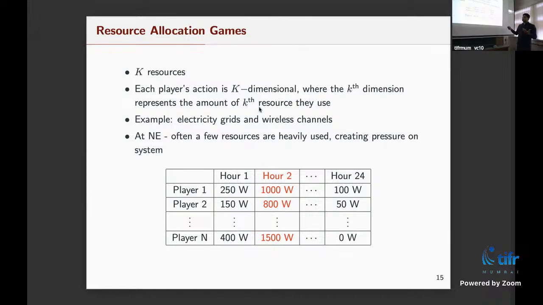It is often observed empirically that a few resources are heavily used. For example, in this example, R2 is being heavily used, creating pressure on the system. Intuitively, this could be like an afternoon on a hot summer day. Everyone wants to use power at that time, but we want to incentivize them to spread out their power use.